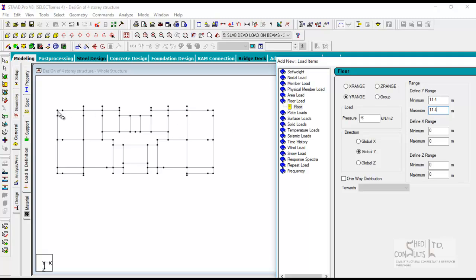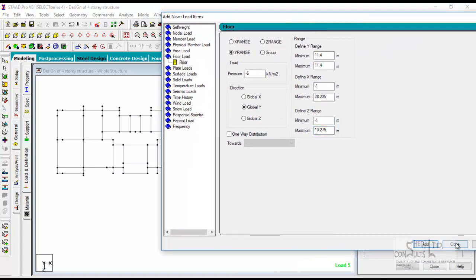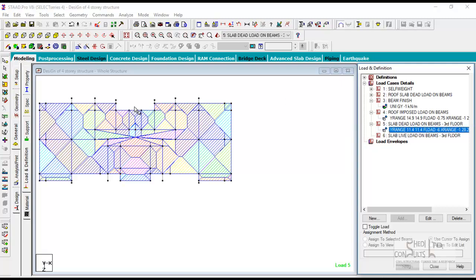We are defining the floor loads the way we did it previously. Maximum X here is 28.235. Minimum Z coordinate here is -1. Maximum Z coordinate is 10.275. Okay, say add, check it, you're fine.